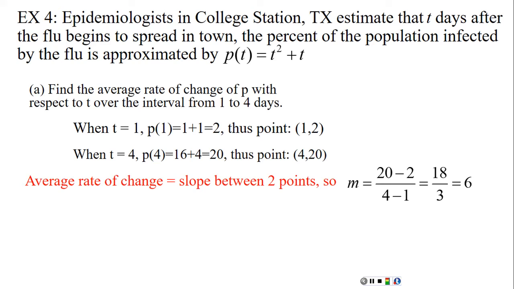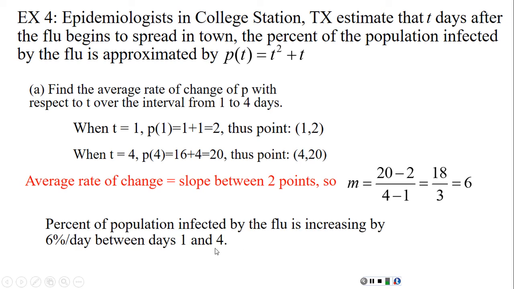But this is a word problem, so all of your answers have meanings here. So we've got to think about what we're talking about. We're talking about t days after the flu begins, the percent of population infected by the flu. Rate of change means it's changing. So is it increasing or decreasing? It's increasing because it's a positive number. So it's increasing by 6% per, what's our time frame? 6% per day. It's in days. So the percent of population infected by the flu is increasing by 6% per day between 1 and 4 days. Yes, this is only true if it's between 1 and 4.